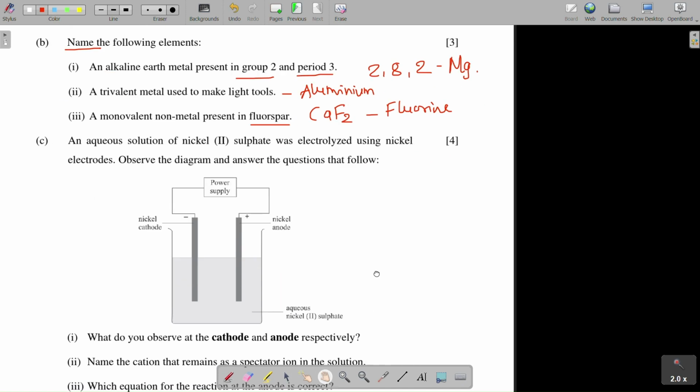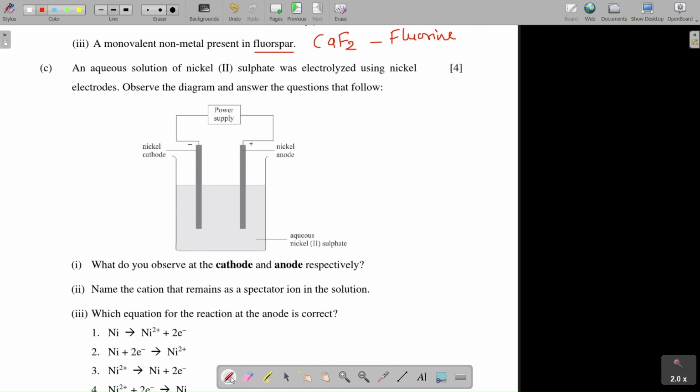Last question, 4 marks. An aqueous solution of nickel 2 sulfate was electrolyzed using nickel electrodes, means both are active. Nickel cathode, nickel anode, power supply, aqueous nickel 2 sulfate. What do you observe at the cathode and anode respectively? As I already told you, the observation is an increase in mass of the cathode, and a decrease in mass of the anode.